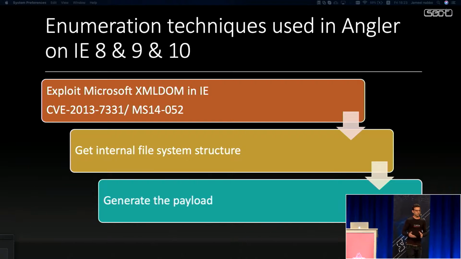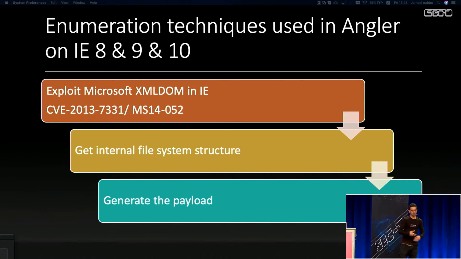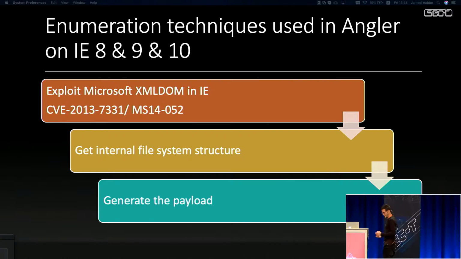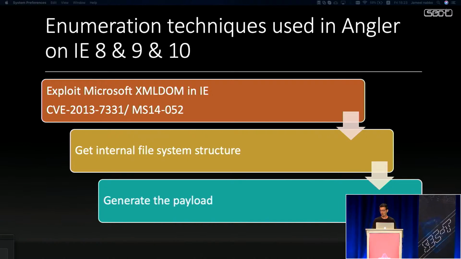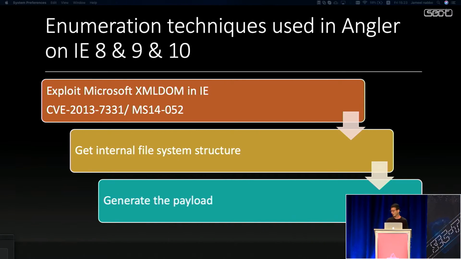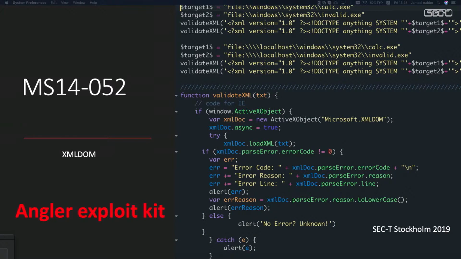The first stage is to enumerate, of course, the user's browser engine, the version, the running operating system, and these kinds of things. And then if it's Internet Explorer 8, 9, 10, it goes ahead and runs a CVE which was recently discovered. Basically, it's an exploit within the XML parser within Internet Explorer.